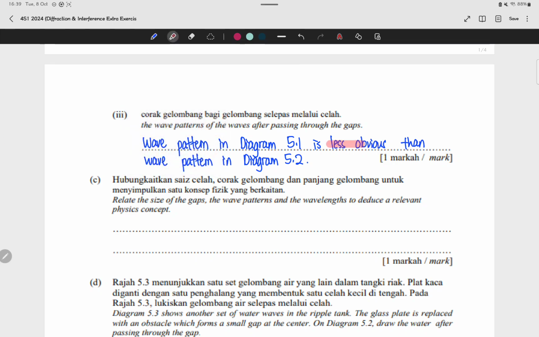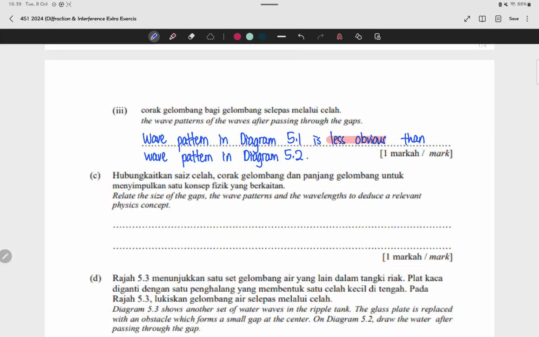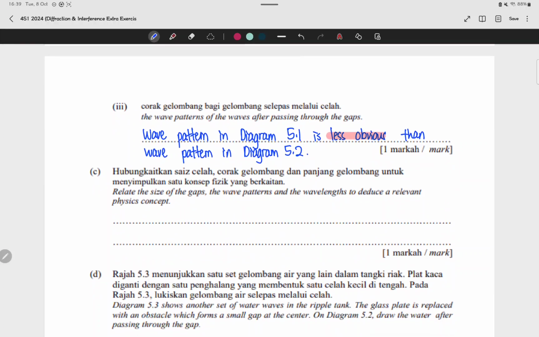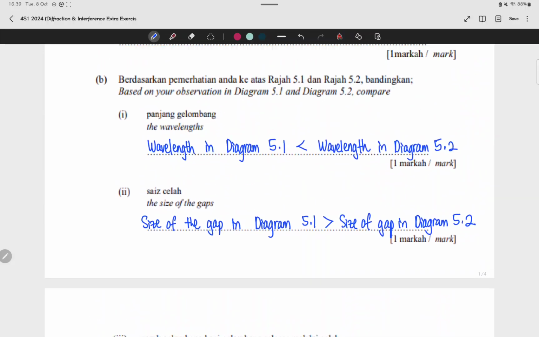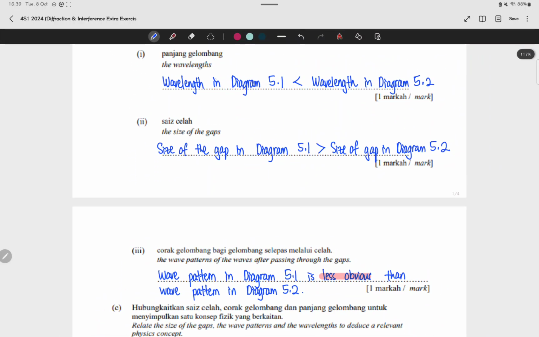Now relate the size of the gaps, the wave patterns and the wavelength to deduce a relevant physics concept. You can see that we relate these three sentences. Wavelength in diagram 5.1 is less than 5.2, so 5.1 wavelength is smaller, and the size of gap in 5.1 is larger. The wave pattern in 5.1 is less obvious. So here we can deduce the concept: if the wavelength is too small, it is difficult to diffract. If the size of gap is too large, it is also difficult to diffract.